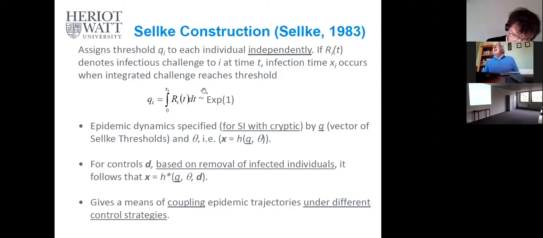So it's very easy then to represent that, in particular, the SI spatial temporal model with the cryptic infections that I mentioned earlier. If I have the vector of Sellke thresholds for each individual, and I take a set of parameters for the model, then these two things uniquely specify the epidemic trajectory. Moreover, if I take a control strategy that's based on the removal of an infected individual, it also follows that the infection times of the individuals will be uniquely specified by Q, theta, and D.